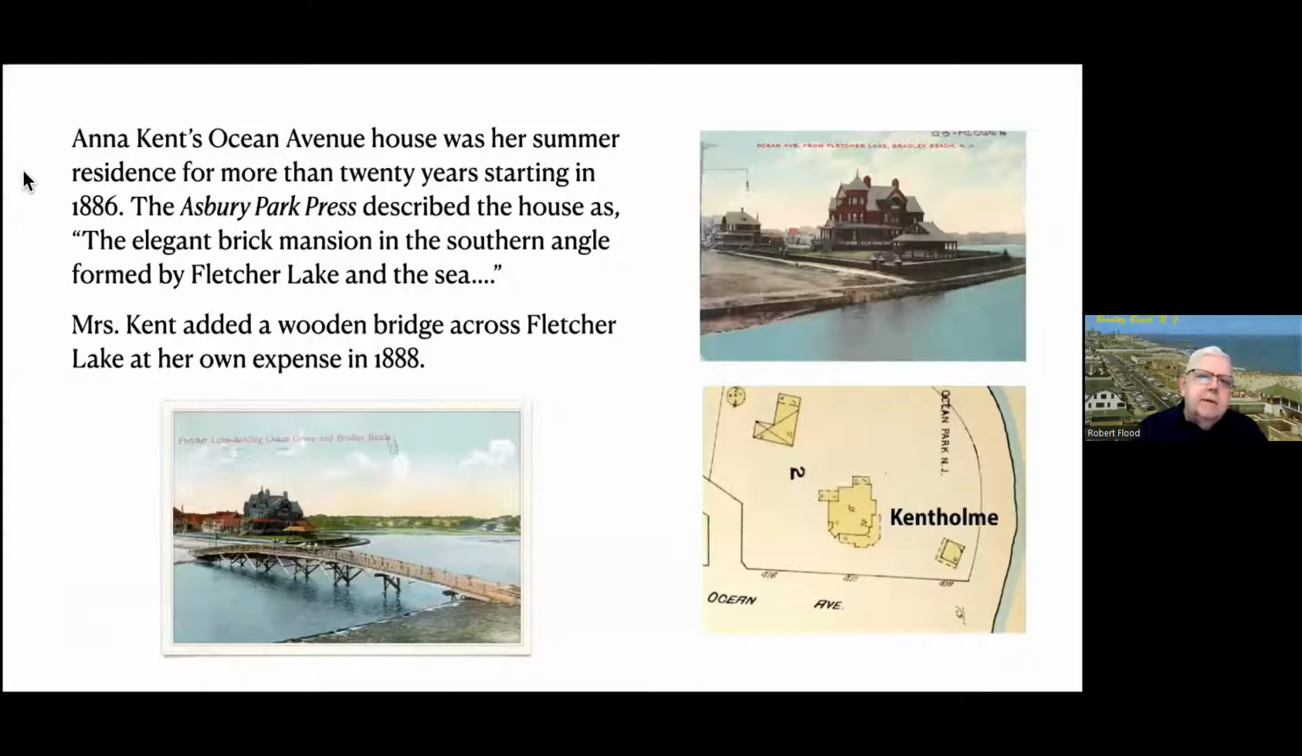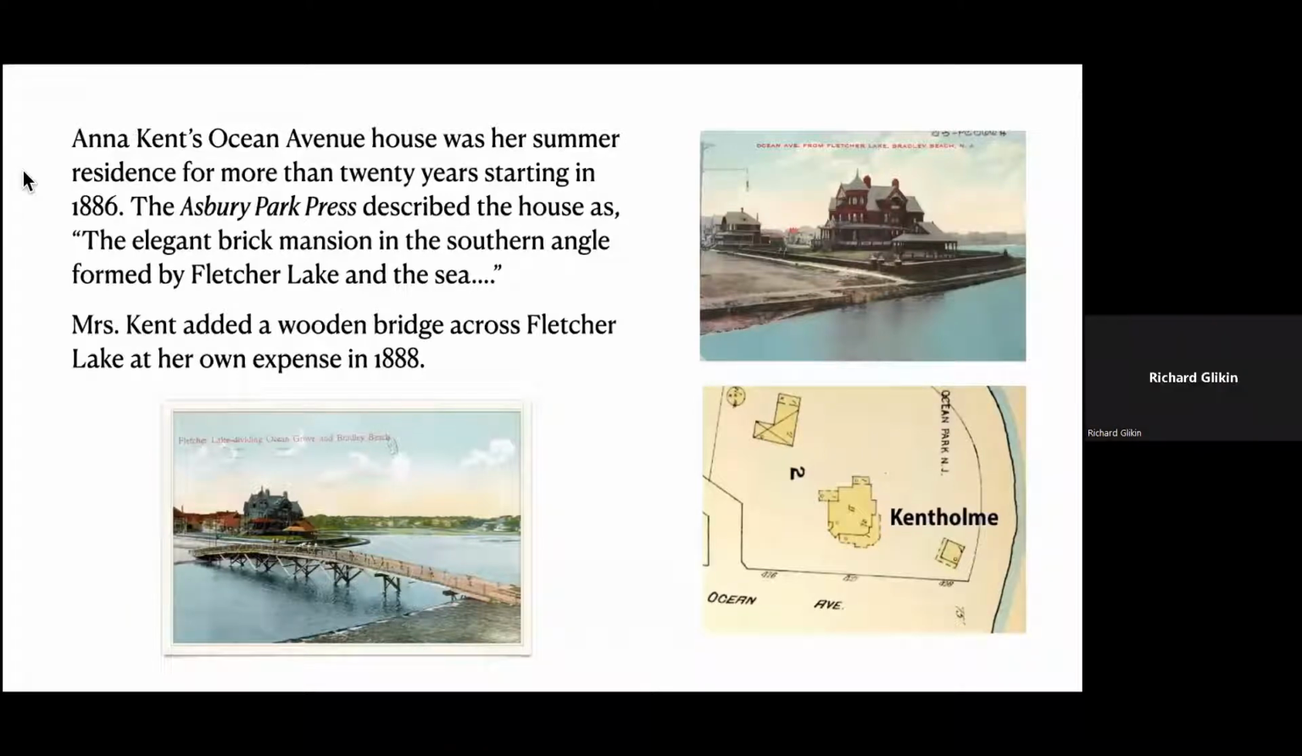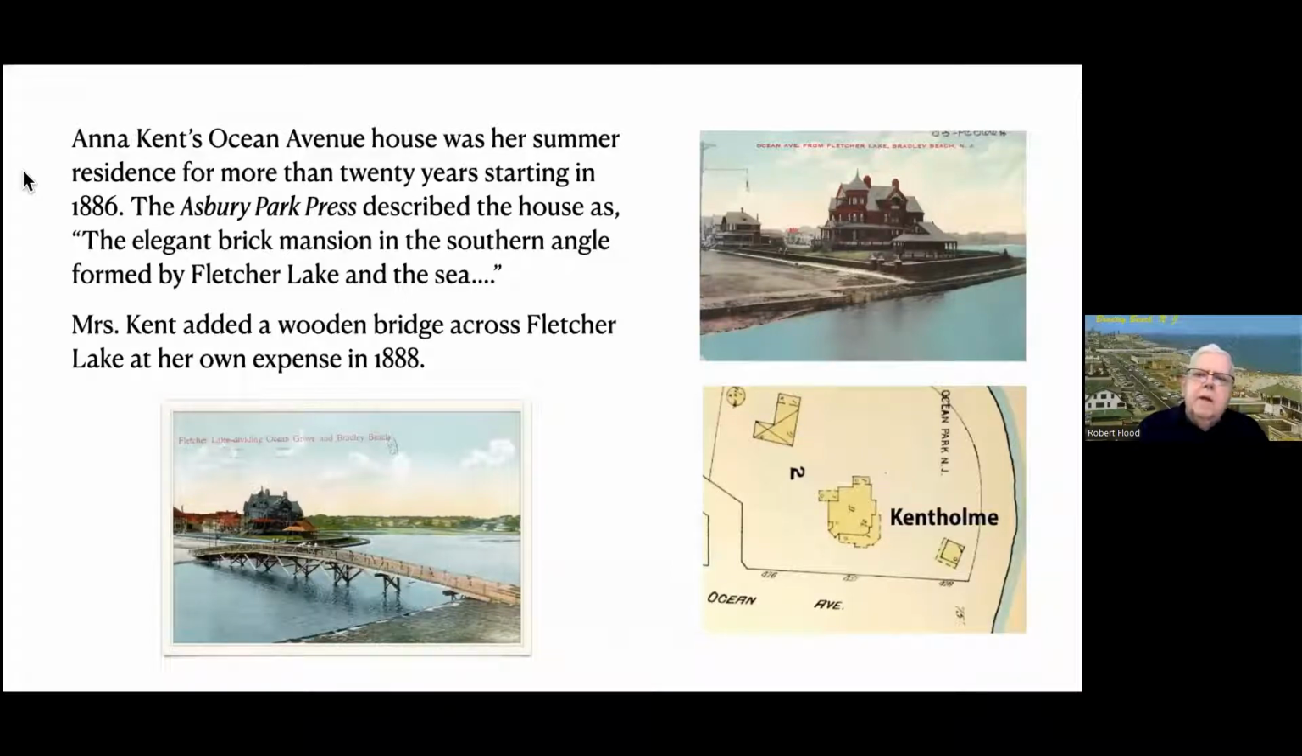Anna Kent had an Ocean Avenue house. It was her summer residence for more than 20 years, starting back in 1886. The Asbury Park Press described the house as the elegant brick mansion in the southern angle, formed by Fletcher Lake and the sea. In the pictures, you can see its proximity to Fletcher Lake, which used to spill into the Atlantic Ocean. Mrs. Kent added a wooden bridge across Fletcher Lake at her own expense in 1888.